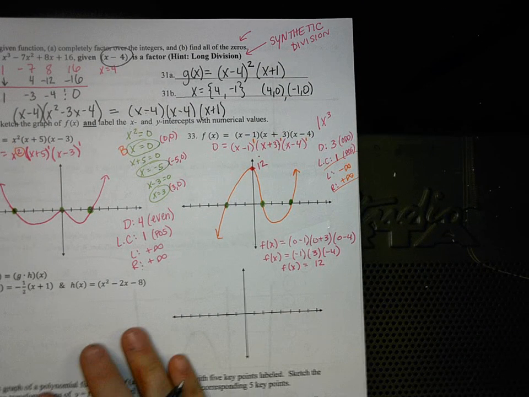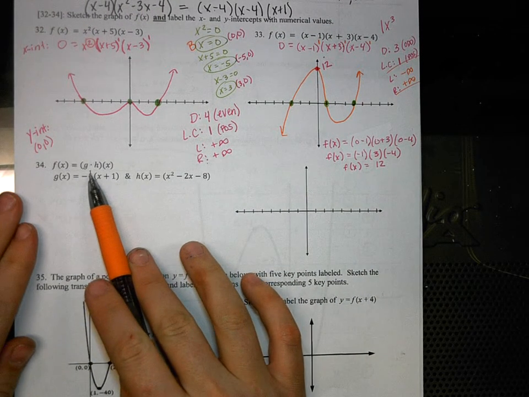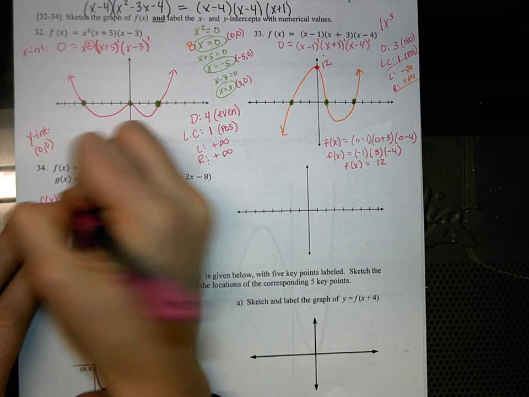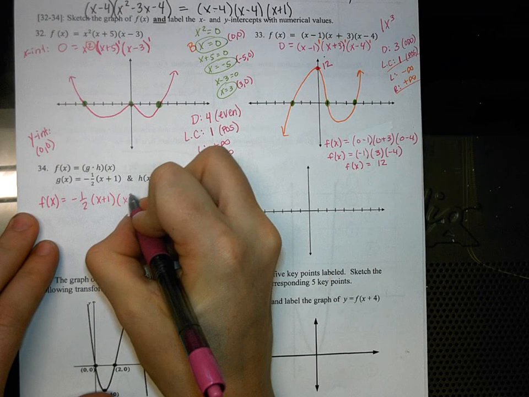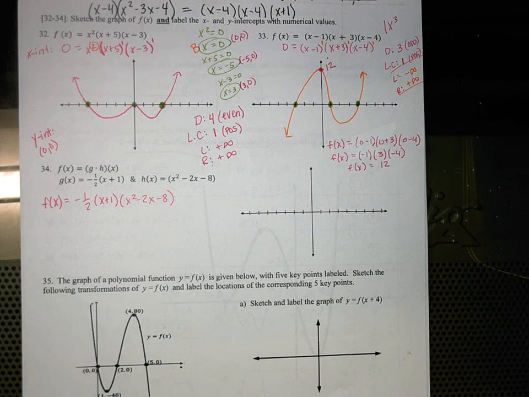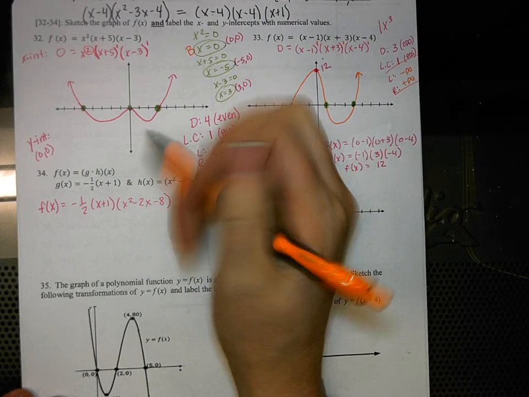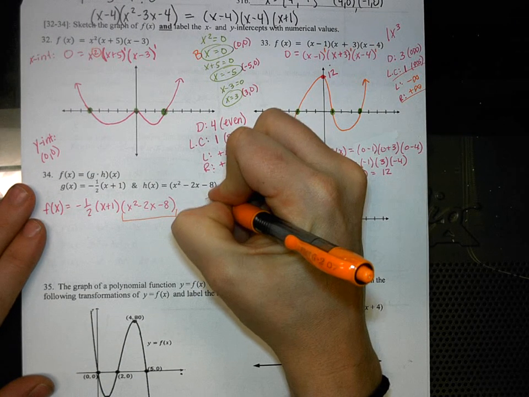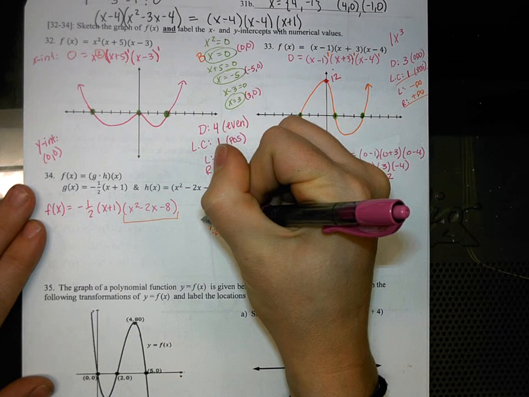Number 34. F of x equals g times h of x. So I'm going to have to multiply these two together. So f of x is going to equal g of x, write that out first, times h of x. We know that if two things in parentheses are written next to each other, that means to multiply. So this is almost in factored form. I just need to factor this trinomial. So what two terms multiply to 8x squared and add to negative 2x? Let's see, negative 4x and positive 2x.